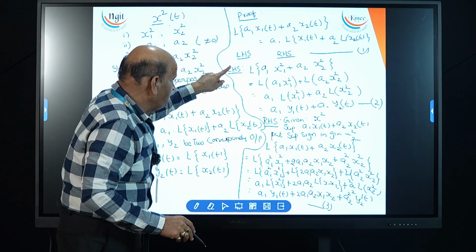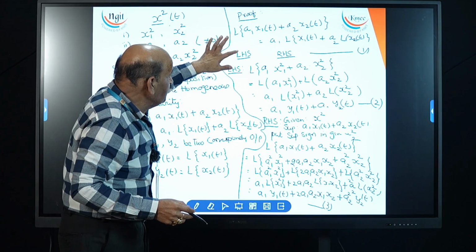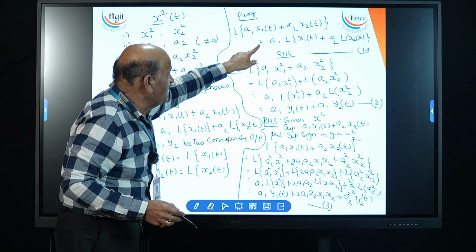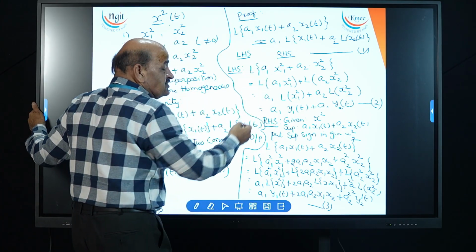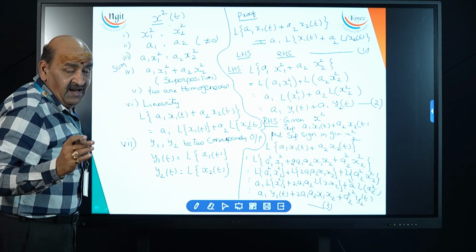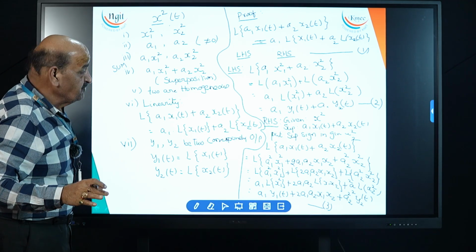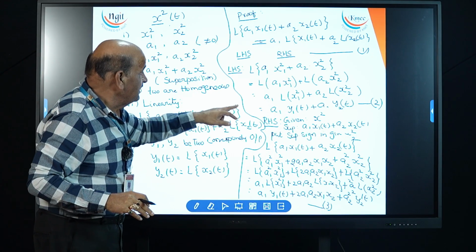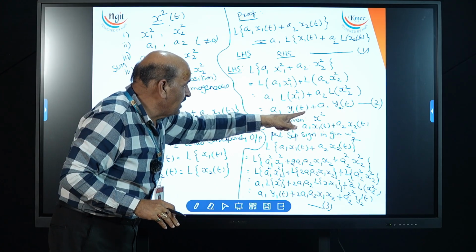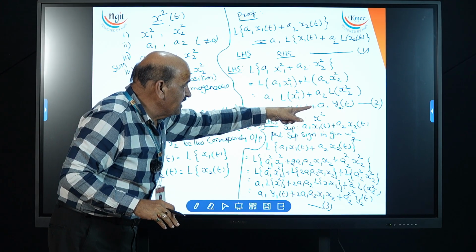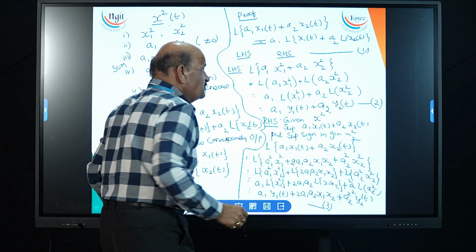Now just look, this is LHS, this is RHS. What do we have to prove? If LHS and RHS are both the same, then the system is linear. If LHS is not equal to RHS, the system is non-linear. In this system, what LHS did you get? Only 2 terms: A1 Y1t plus A2 Y2t.